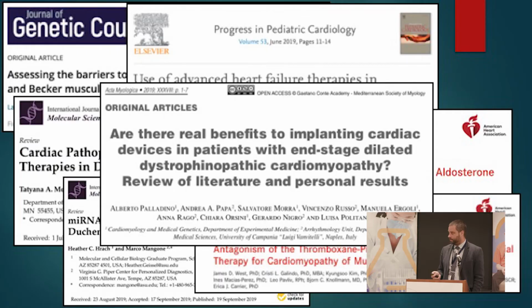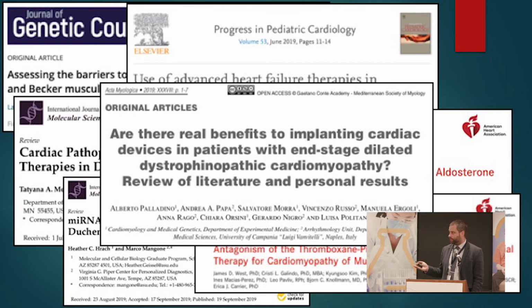And then, these are all within the last 6 months, tons of articles coming out on assessing patients early. What are the pitfalls to getting therapy? What are the new drugs we can do? Advancement of heart failure therapies, different medications. Are there benefits to implanting devices? All sorts of stuff that's coming out all the time that we use to guide our care continuously.